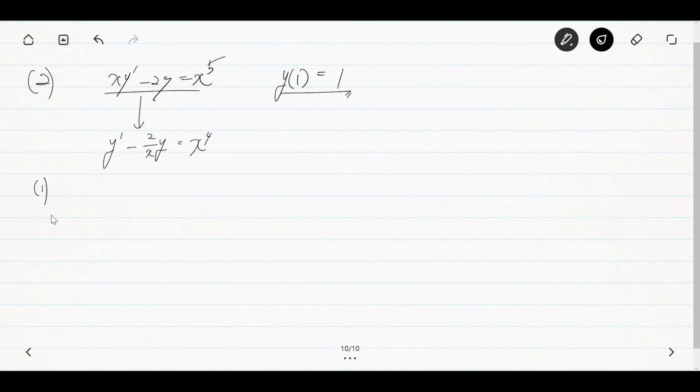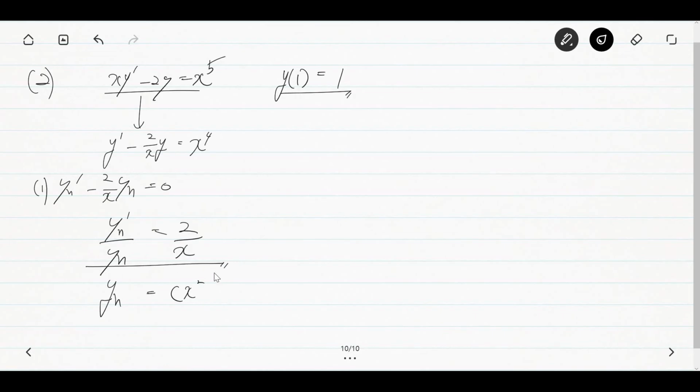For step 1, find the homogeneous solution. Put this on the right side and divide both sides by y_h. We will get 2 over x. Now if you integrate this, we're going to get c times x squared. I'm skipping the calculations to save time, but I'm not skipping the difficult parts, so you can do it on your own.